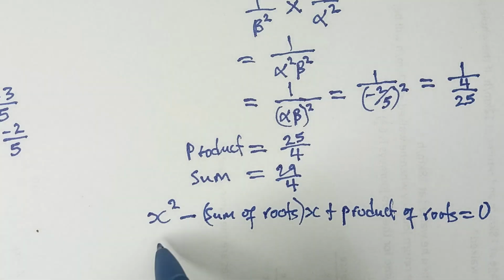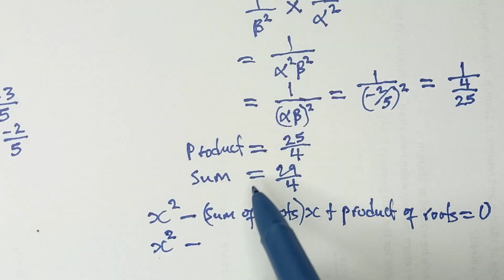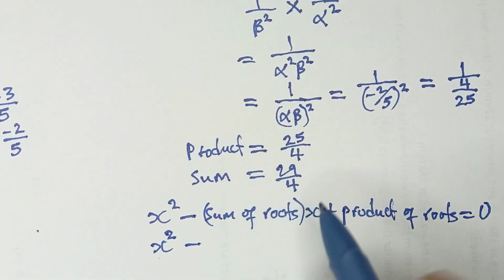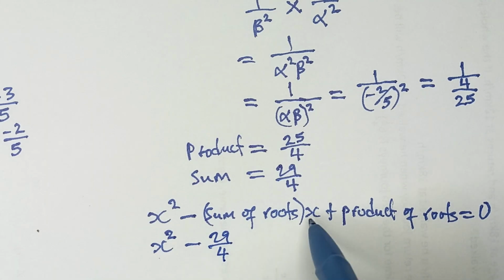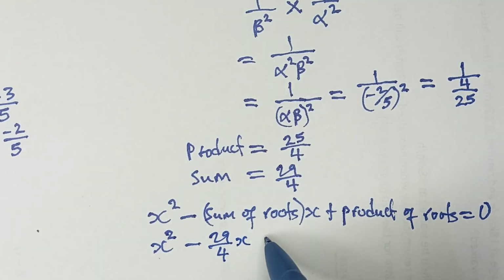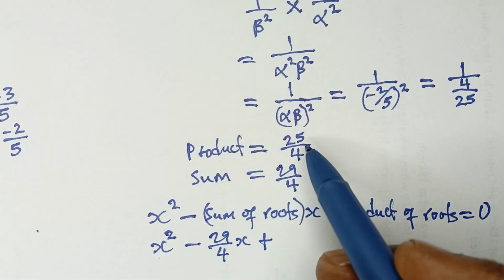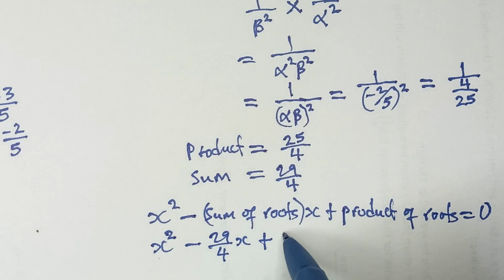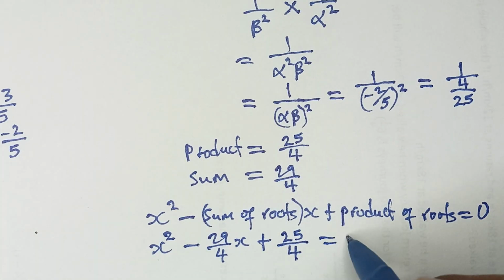So I'm going to write it as x squared minus the sum of roots. This is what we obtained as the sum of roots, 29 over 4, and then x, don't forget to write the x, and then plus the product of roots. The product of roots is 25 over 4. Now, don't forget, we should add the equal to 0.